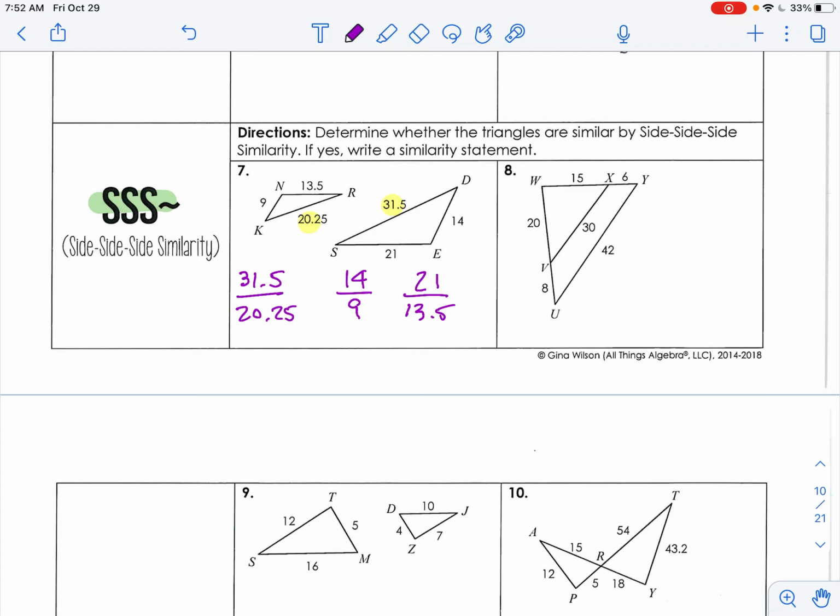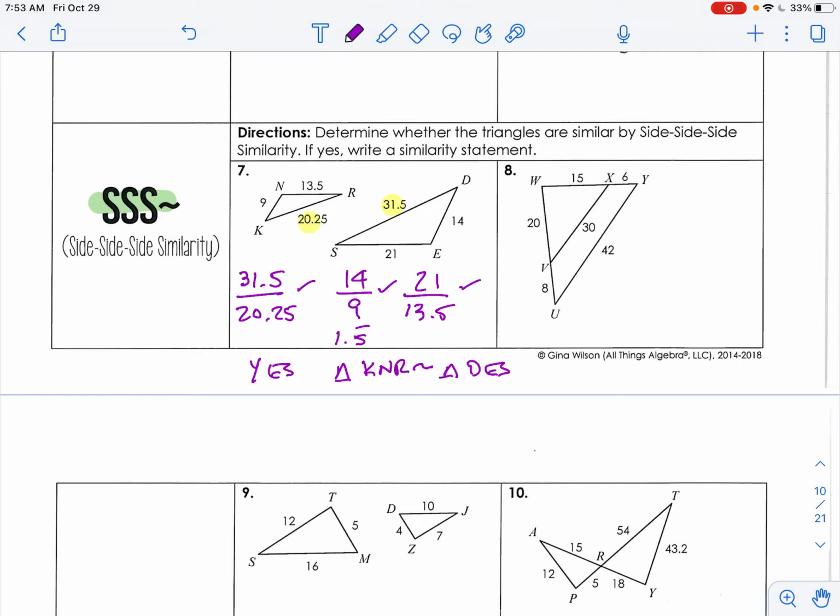Now, if you go through and you check all of these, what you're going to do is divide and see if you get the same thing. If you do it, you're going to get 1.5 repeating for all of them. And you have to check all of them. So check, check, check. That means this is yes by side, side, side. Again, if I can do my letters right this time, you get K, N, R. If I pick that one, again, similar symbol, D, E, S. So that one works out.